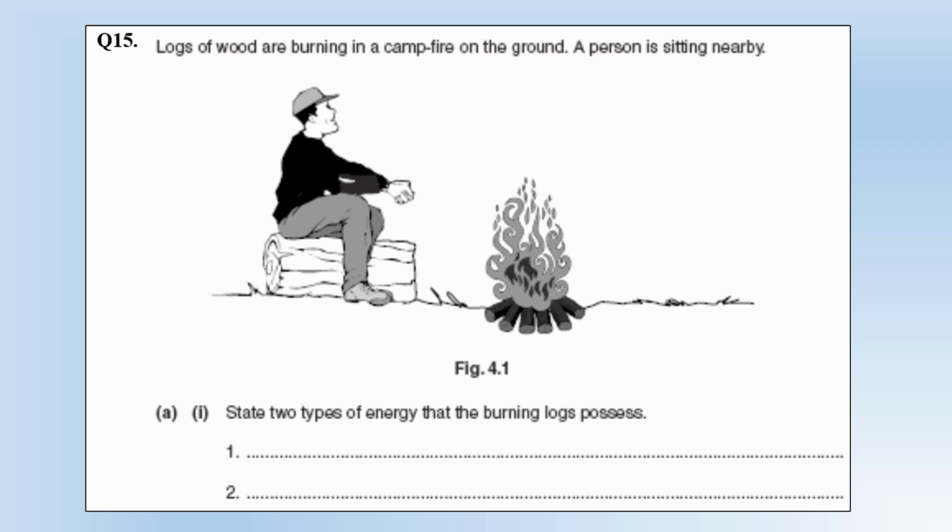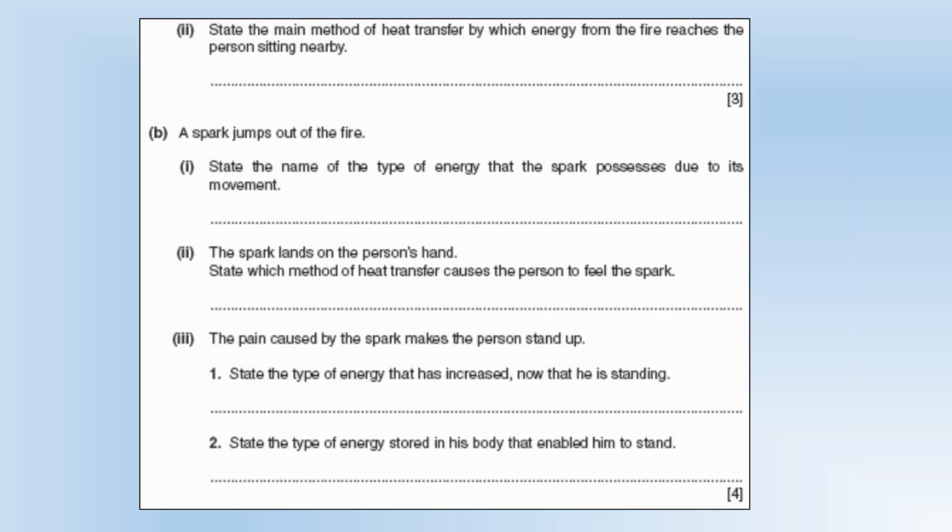Logs of wood are burned in a campfire on the ground. A person is sitting nearby. State two types of energy that the burning logs possess. Well, they are a fuel, so they're going to have chemical potential energy, but they're also now hot, so they're going to have internal energy. State the main method of heat transfer by which energy from the fire reaches the person sitting nearby. The main mechanism is radiation, or infrared radiation to give it its full name.